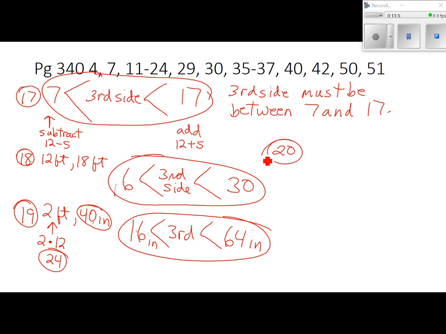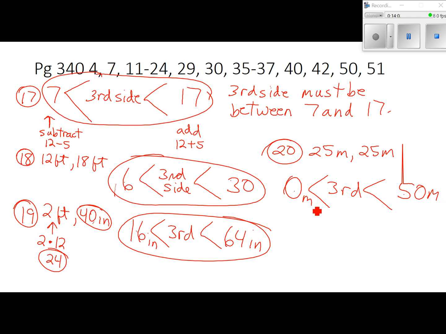Number 20. It says you got two sides and it's 25 meters and 25 meters. So apparently we have an isosceles triangle, which two of the sides are the same. Well, the third side's got to fall between. On this side we subtract the 2: 25 minus 25 is 0. So it can go all the way down. It can never reach 0, but all the way down to 0. And then the other side we add the 2, and that's going to be 50 meters. So between 0 and 50 meters, that third side.